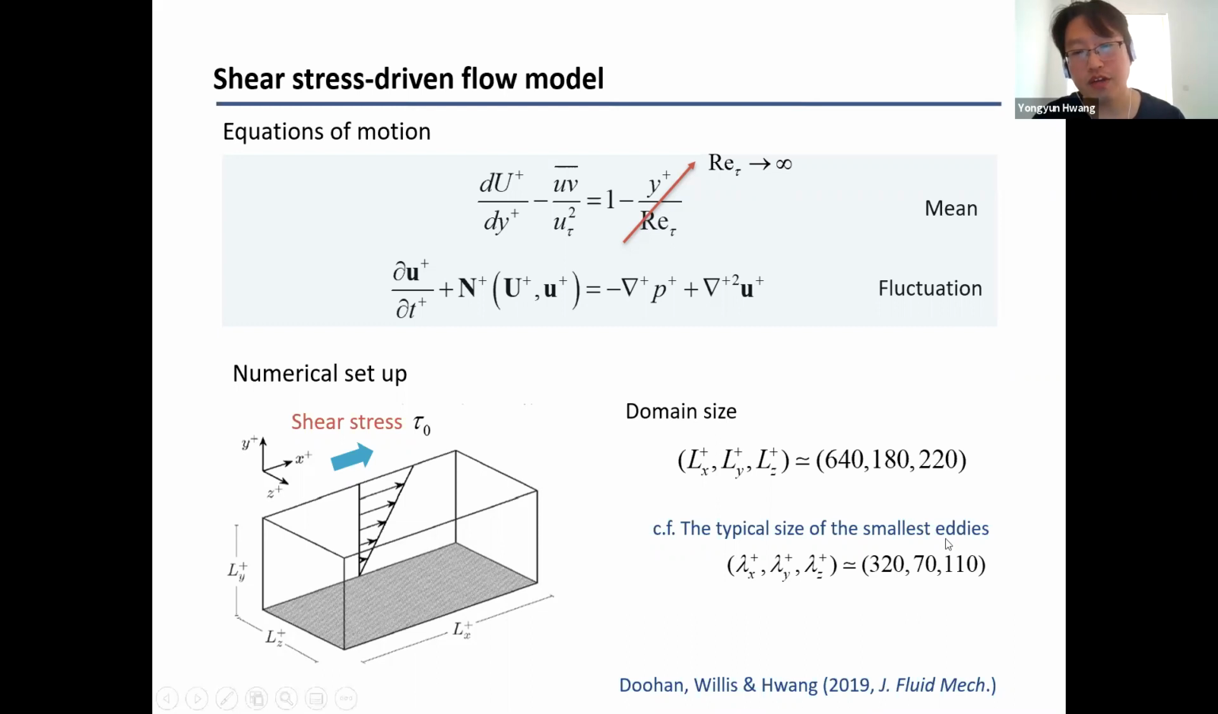If I quickly remind you about the size of the smallest coherent structures in wall turbulence, it is this one. You see that the spanwise size of the structures is roughly 100 or 110. So here we consider roughly 220. These are the box sizes that we considered.